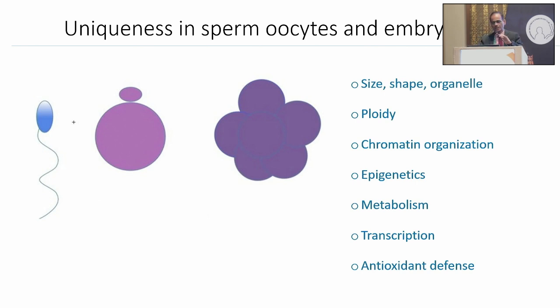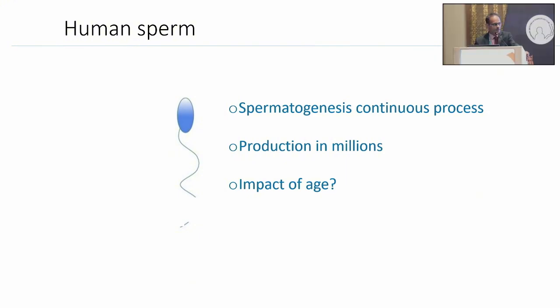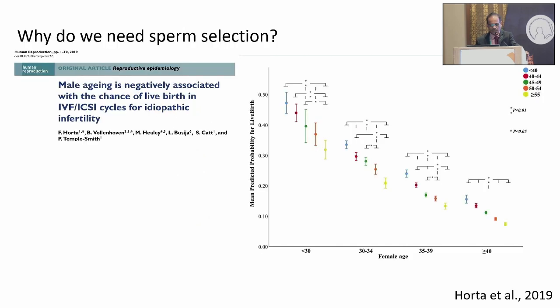In embryology, we deal with very unique cell types, the sperm, oocytes, and embryos, which are very unique with respect to their shape, size, chromatin architecture, epigenetics, metabolism, and antioxidant defense. Specifically, if you look at sperm, we know that spermatogenesis is a continuous process and millions of sperm are produced every day. And we embryologists tend to ignore sperm. We are more concerned about the oocytes. The oocytes are very precious for us because sperm are available in millions. Even patients above 50 years produce completely normal ejaculate. So what is the impact of age on the ejaculate or sperm quality?